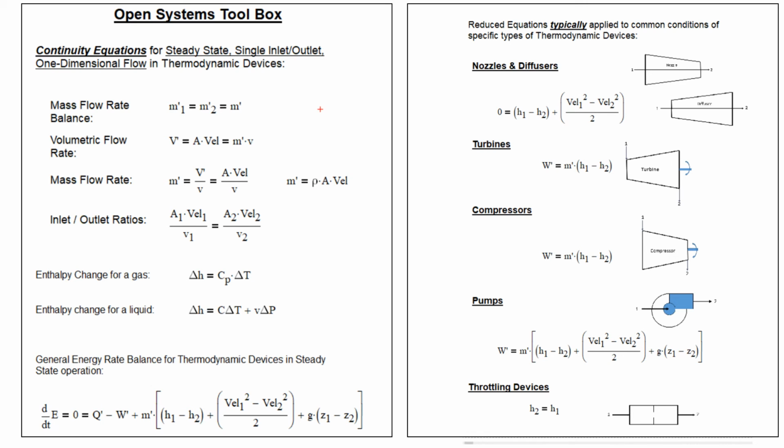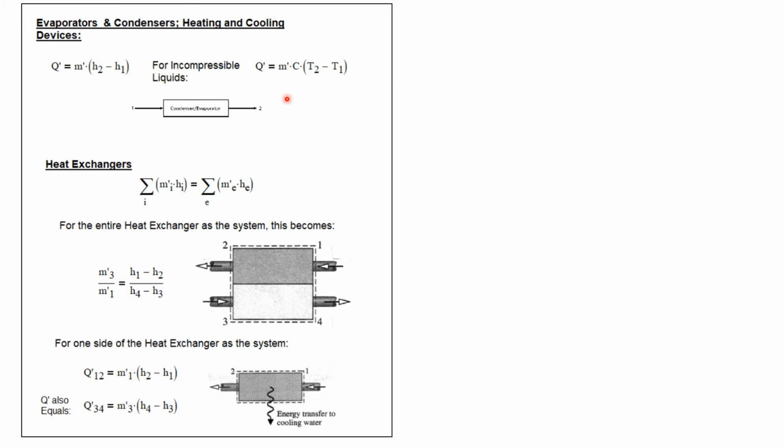Let's look at things like boilers and furnaces or evaporators or condensers. They're basically just a simple heat exchanger where we're heating or cooling a fluid flowing through them. And we can write the equation for heat transfer is Q dot is just the mass flow rate times the enthalpy at the exit minus the enthalpy at the inlet. Now, if we're dealing with an incompressible liquid instead of a gas, then we can write that the heat transfer rate is the mass flow rate times the specific heat of the fluid times T2 minus T1.